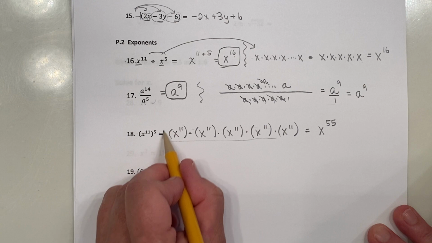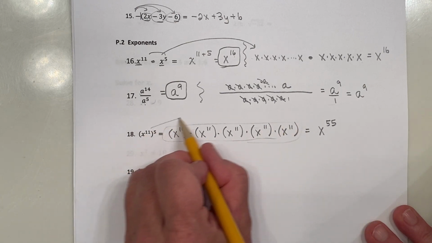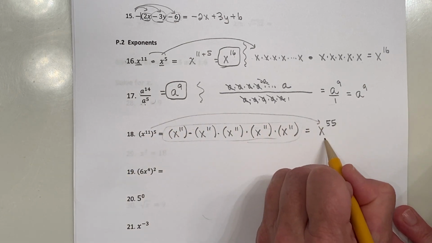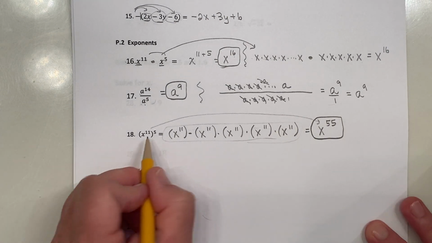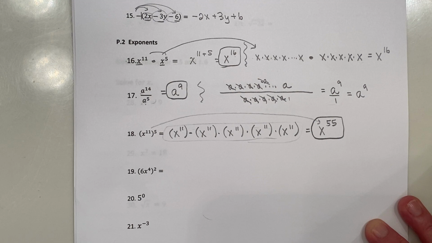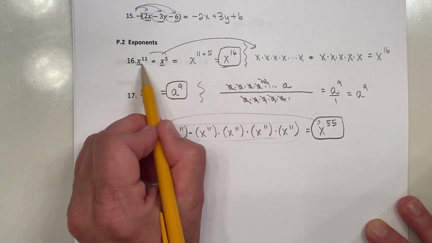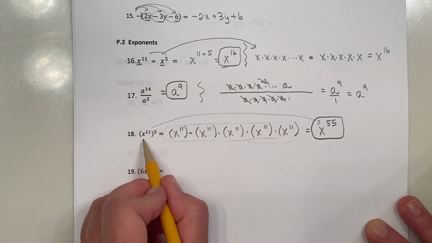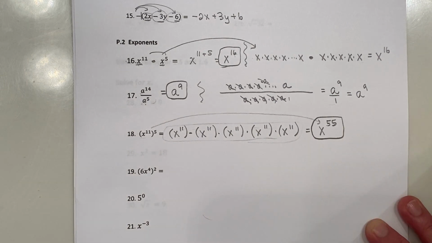Well, instead of doing all this work, you can, but how can I quickly go from the problem to the answer? When you have this situation, a power to a power, you can just multiply the two exponents. Up here we added, because we had two of similar bases. Here we only have one base, so we multiply the exponents.